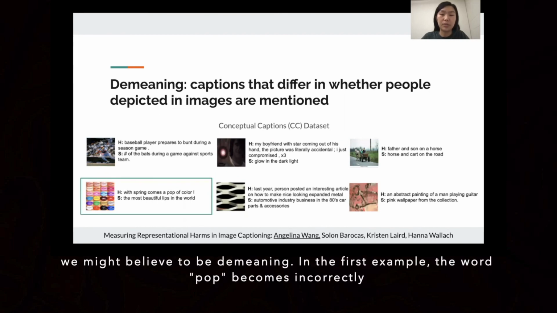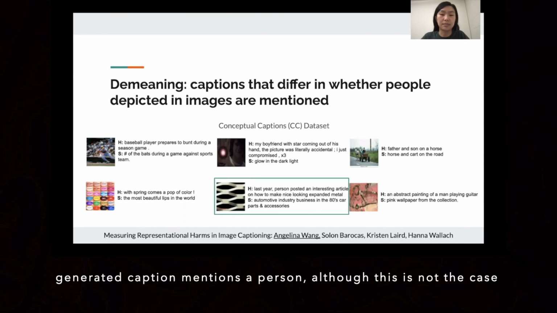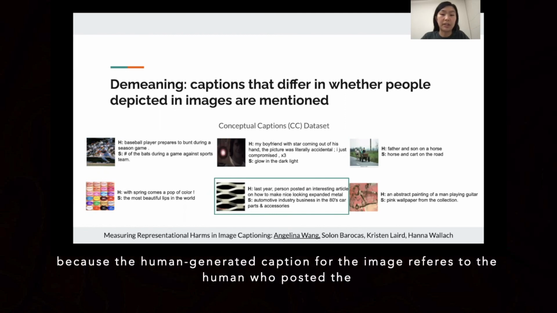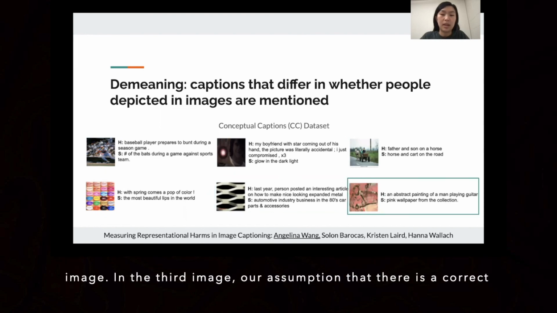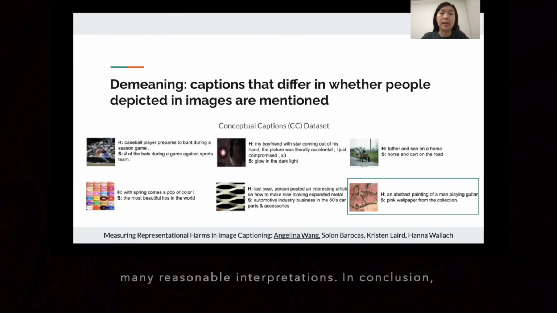In the first example, the word "pop" becomes incorrectly processed to refer to father. As a result, it appears as if the human-generated caption mentions the person, although this is not the case. In the second image, our assumption that the human-generated captions are of high quality does not hold because the human-generated caption for the image refers to the person who posted the image. In the third image, our assumption that there is a correct way to caption an image does not hold because the image is an abstract painting that allows for many reasonable interpretations.